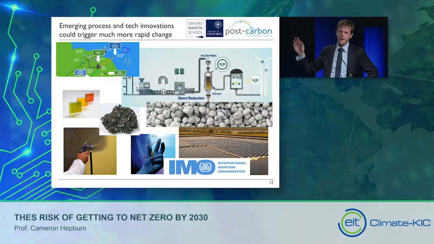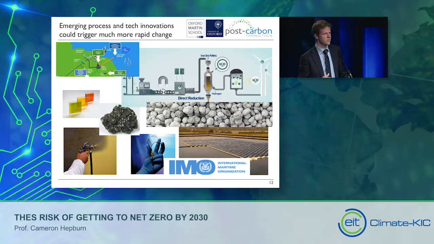Or we could radically improve the efficiency of solar again and reduce costs by using perovskite structures layered onto silicon bases. Or we have a shipping deal. 50% reduction in shipping emissions, which is going to necessitate a complete revolution of how the shipping industry works, with radical ideas moving into that space too.